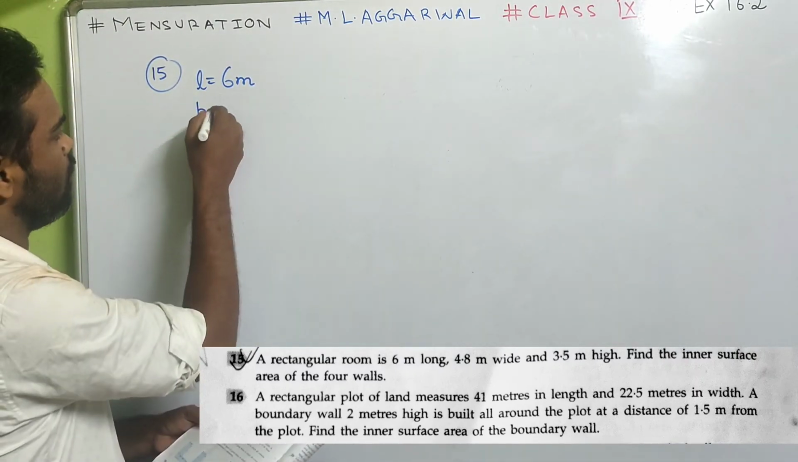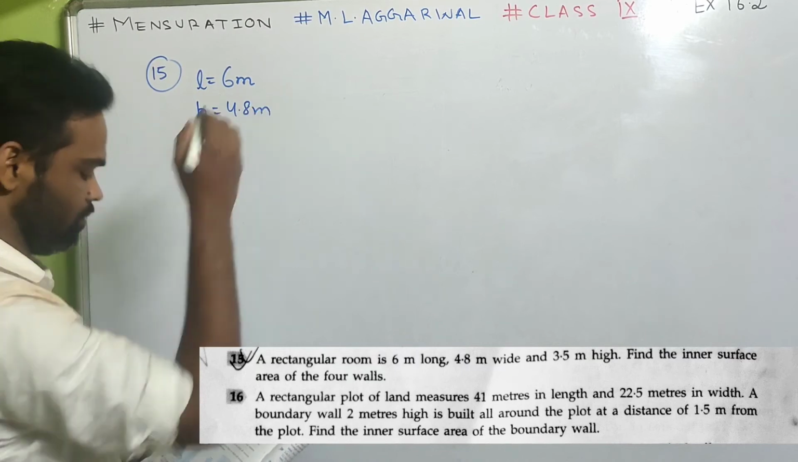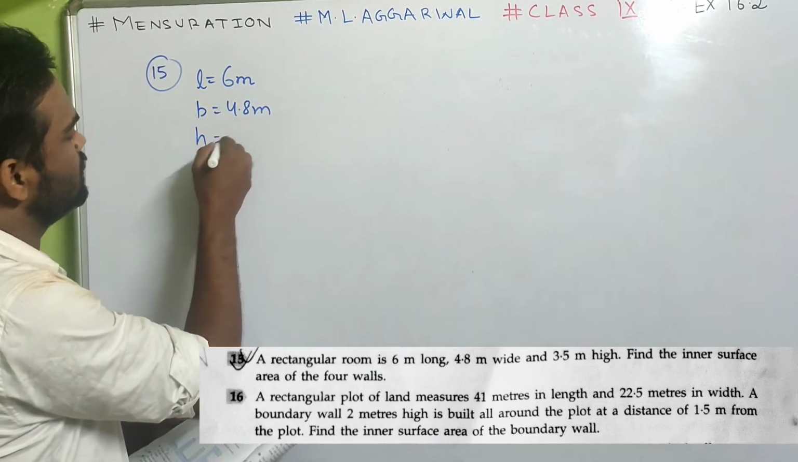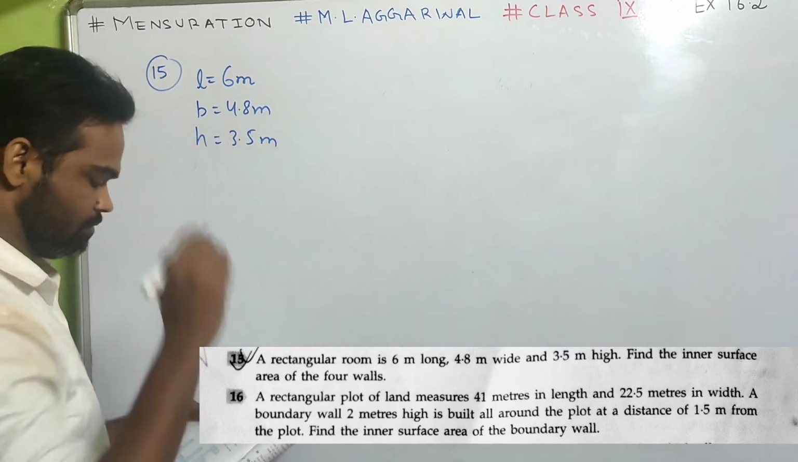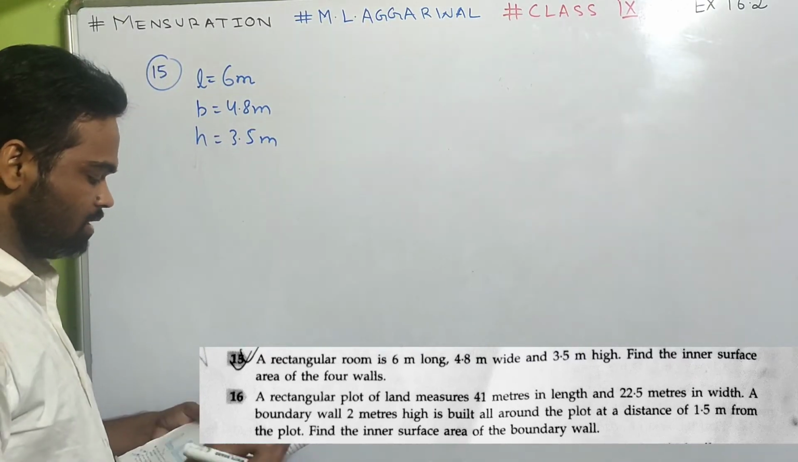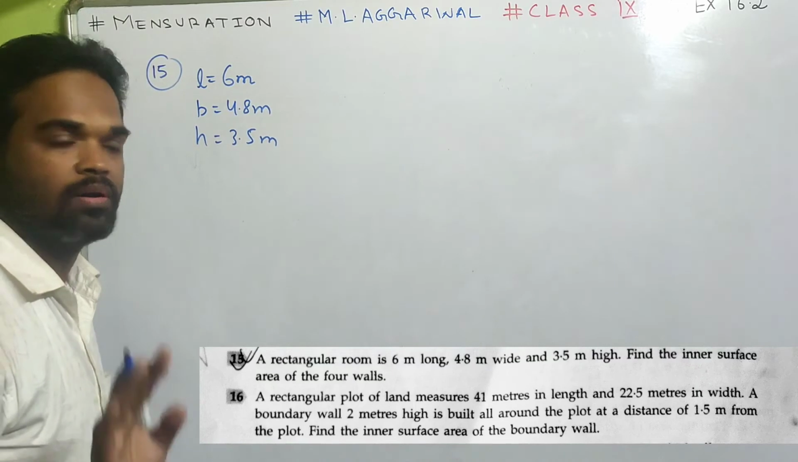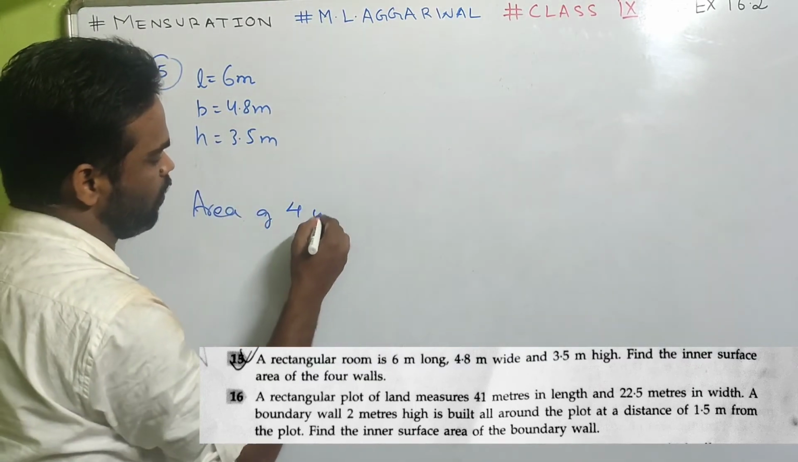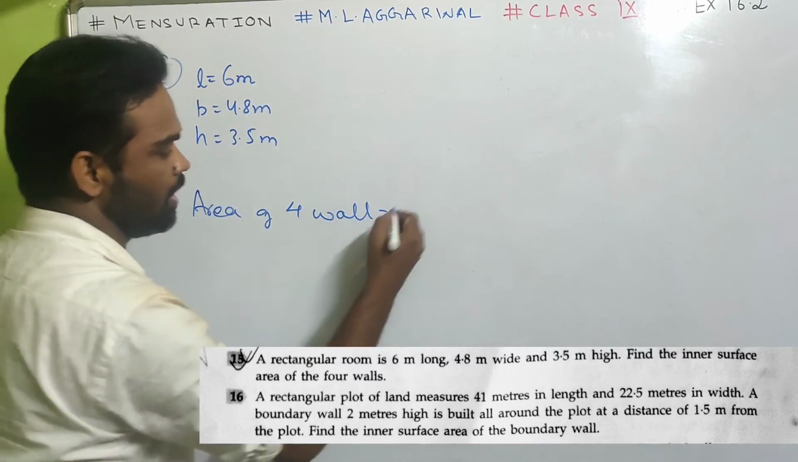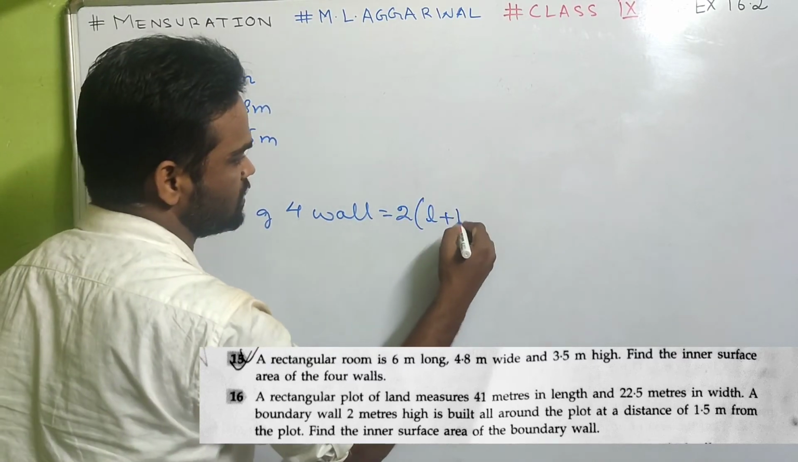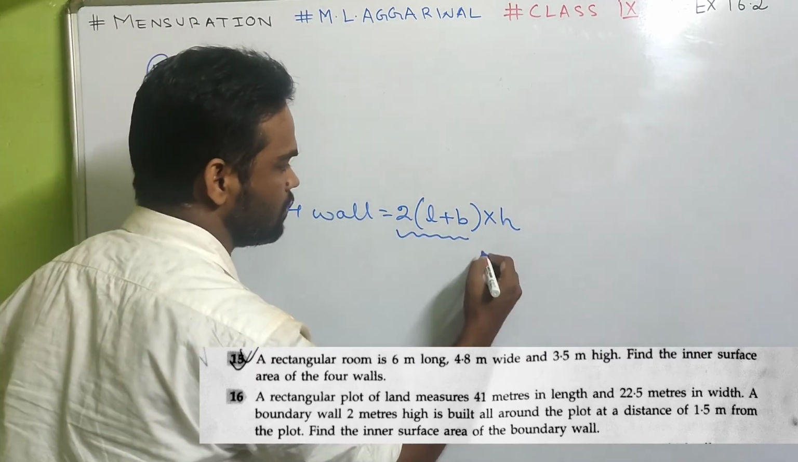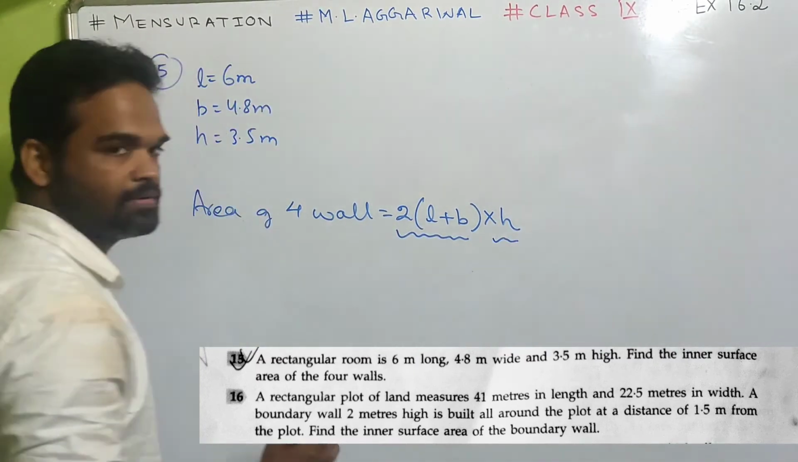4.8 meter wide and 3.5 meter high. Means the height is 3.5 meter. They've given this. Find the inner surface area of the four walls. Simple. Remember this: area of four walls is twice (L plus B) into H, perimeter multiplied by the height.